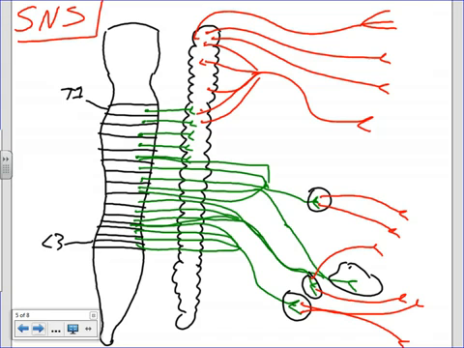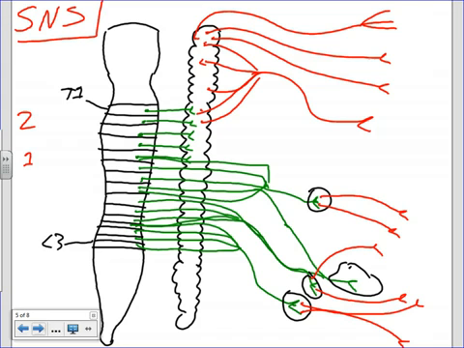Now, when we look at the layout of the sympathetic versus the parasympathetic nervous system, you're going to see some differences. One of the big differences about the autonomic nervous system in general, compared to the somatic motor neurons that make skeletal muscles contract, is that these operate in two neuron pathways, whereas a somatic motor neuron going to a skeletal muscle is just one neuron.